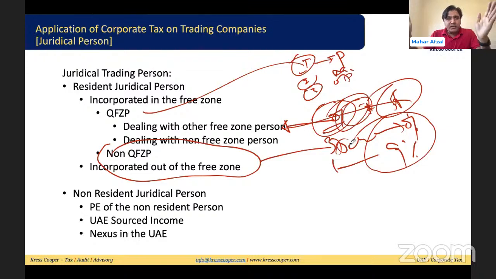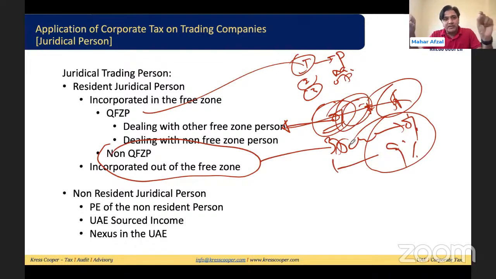If within the free zone, then the question arises whether this PE is a qualifying free zone person or a non-qualifying free zone person. If the PE is a qualifying free zone person, again the same treatment we already discussed applies: from the distribution business, 0% corporate tax; from the non-distribution business, 9% corporate tax. But if this PE of the non-resident person is a non-qualifying free zone person or registered on the mainland, then income up to 375,000 is at 0% corporate tax, and income beyond 375,000 is at 9% corporate tax.